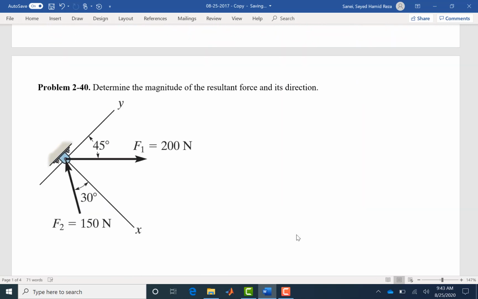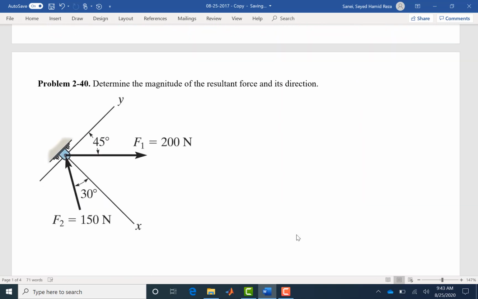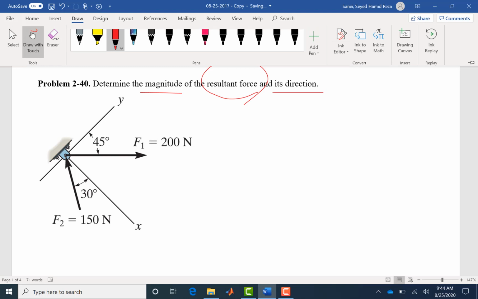Let's look at this problem. Determine the magnitude of the resultant force and its direction. So the problem is asking for the magnitude and direction. So we need to find the resultant force and its direction. Resultant force FR. Let's go back to black.